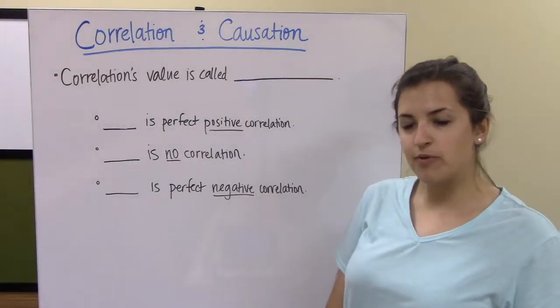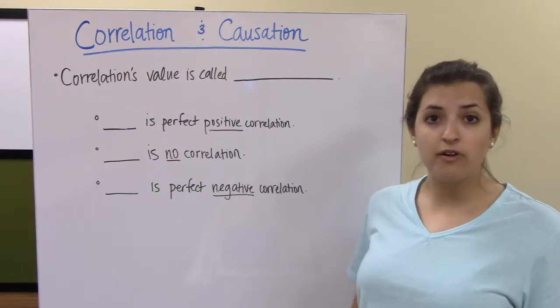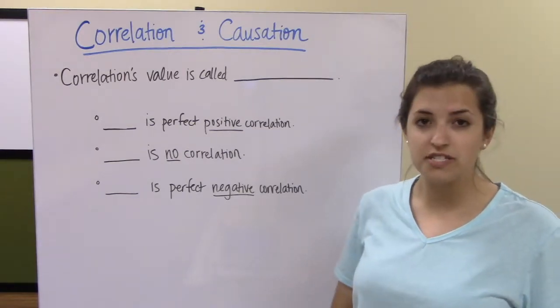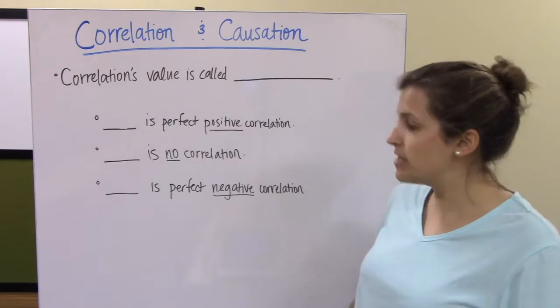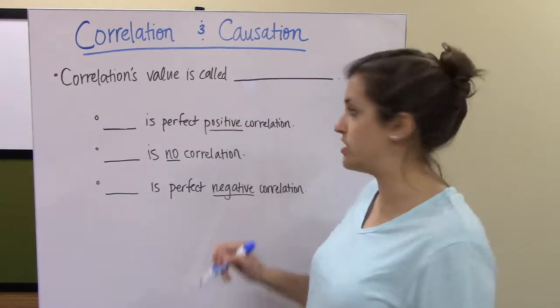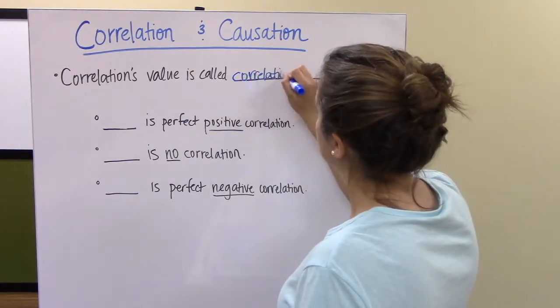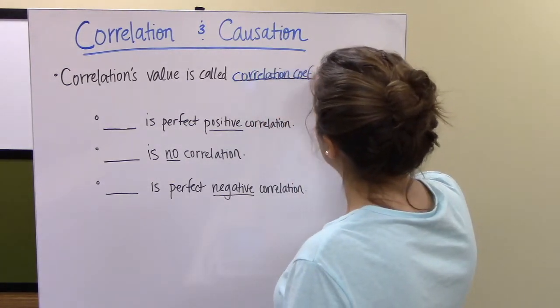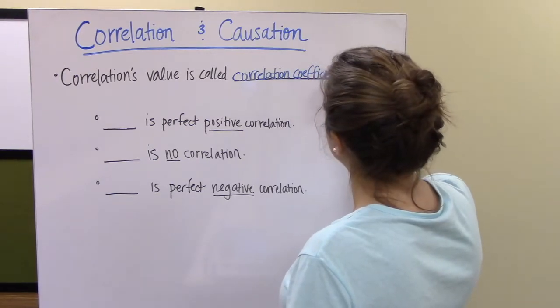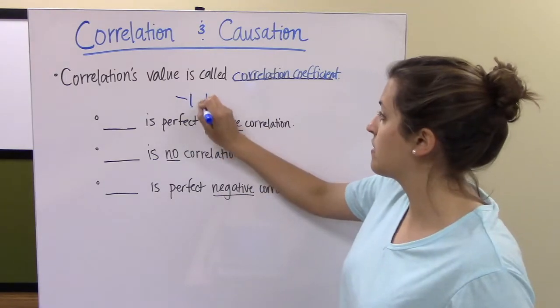So the new thing about correlation today is that we're learning that it has a value. We can place a numerical value on how good our correlation is between our variables. So correlation's value is something we're going to call the correlation coefficient. And this correlation coefficient ranges from -1 to 1.